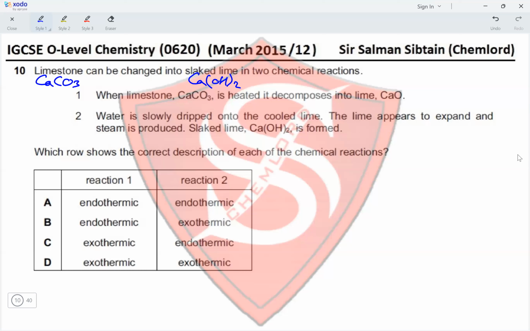Which row shows the correct description of each of the chemical reactions? So since heat is required in the first reaction, it should be endothermic, eliminating options C and D. And in reaction 2, when water is placed onto CaO, steam is produced. That means heat is given off. That is why steam is produced. So when heat is given off, that means the reaction is exothermic. This eliminates option A and makes option B the correct option for this question.